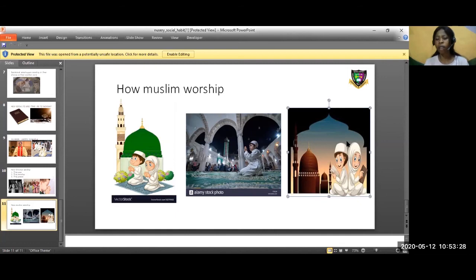Also, the third picture speaks the same thing. We have a boy and a girl reading the Quran. That is how Muslims worship. They sit down, fold their legs, their two hands together, and their eyes wide open. They don't close their eyes while worshiping God.